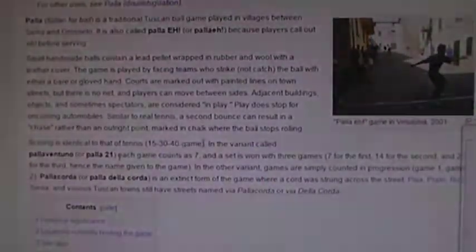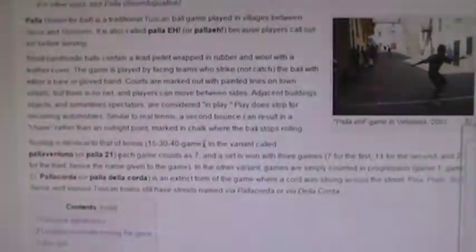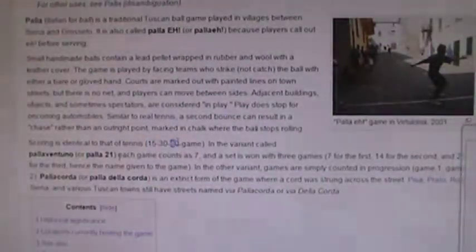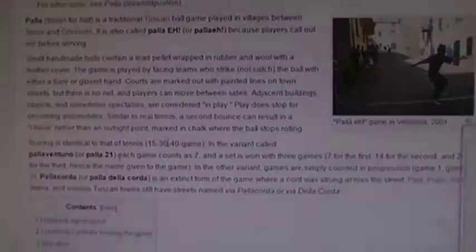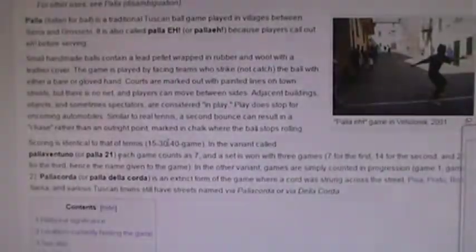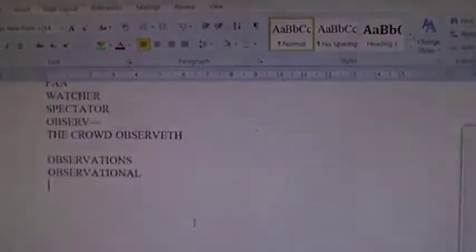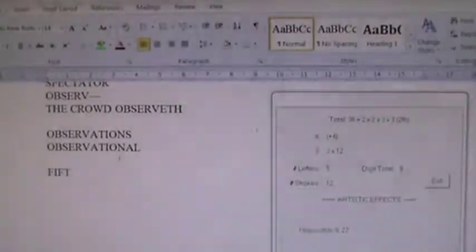Scoring is identical to that of tennis. 15, 30, 40 game. I have to solve that. It's what comes out of your mouth. I'm just checking the numbers. Of course, that's what I'm checking. Yeah, here it is, folks. Watch this. You ready for the secret of the scoring in tennis and why we say 15, 30, 40? I'll show you the secret. It's what comes out of your mouth.